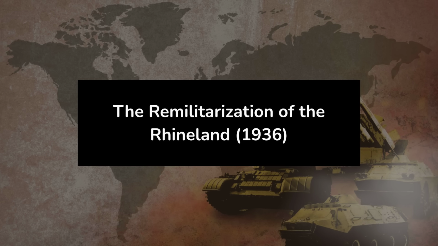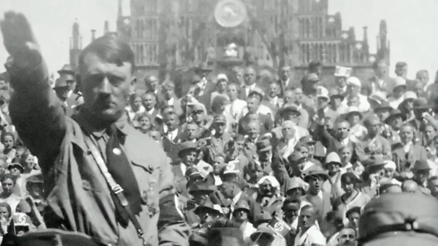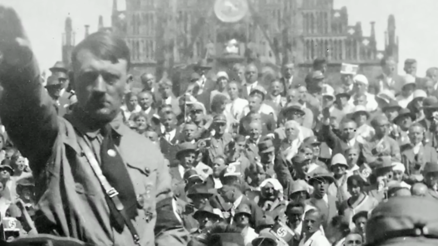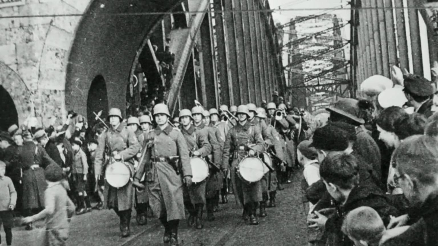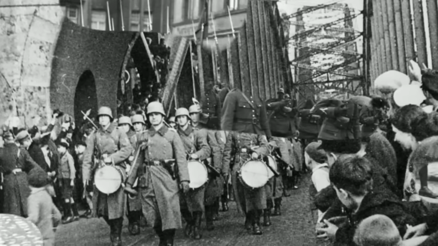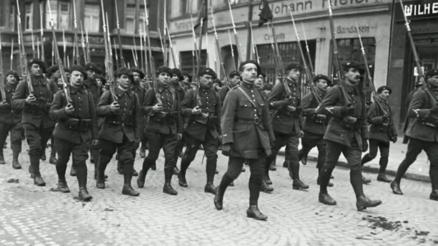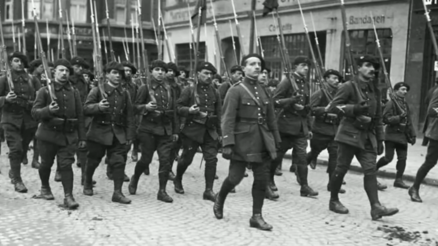5. The Remilitarization of the Rhineland, 1936. In 1936, Hitler sent troops into the Rhineland, a demilitarized zone under the Treaty of Versailles. This bold move violated international agreements, but no military response came from France or Britain. The lack of resistance emboldened Hitler and paved the way for more aggressive actions.